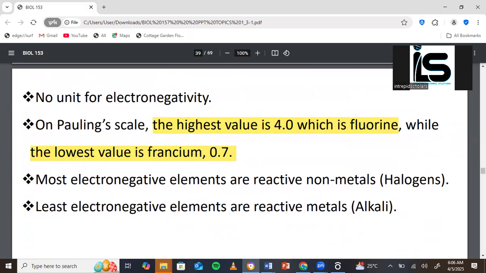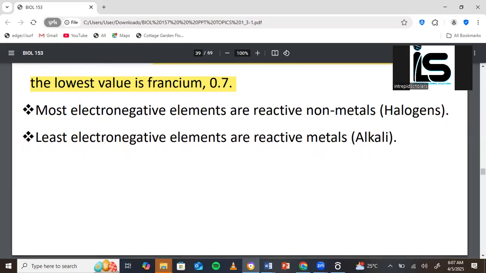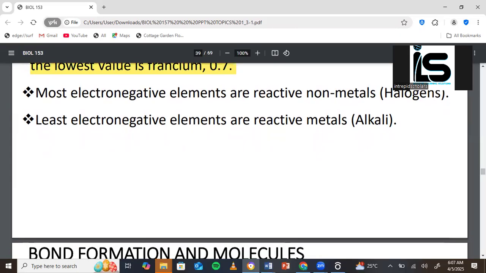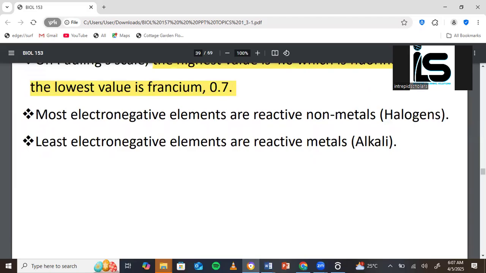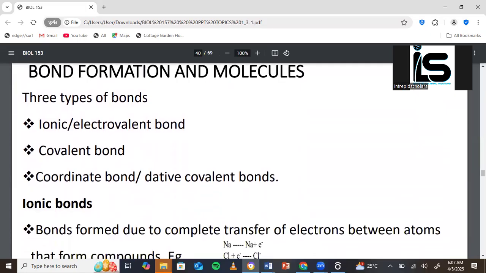The highest value of electronegativity is 4.0, which is for fluorine. And the lowest is 0.7, which is for francium. Now, the most electronegative elements are reactive non-metals. So the halogens have the reputation of being highly electronegative. Let's keep this in mind, it will come up in our discussion. The least electronegative elements are the group 1 elements. Very important.